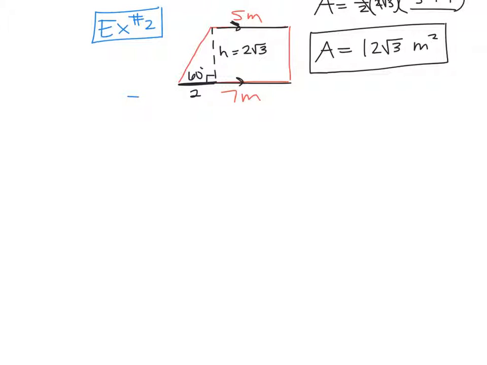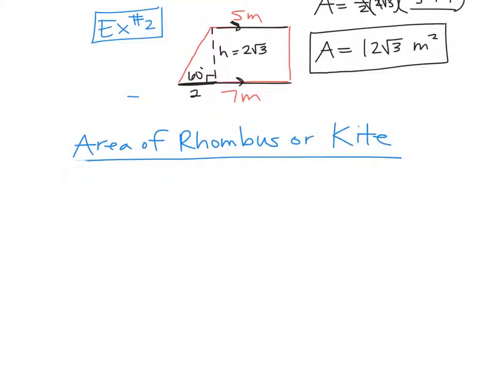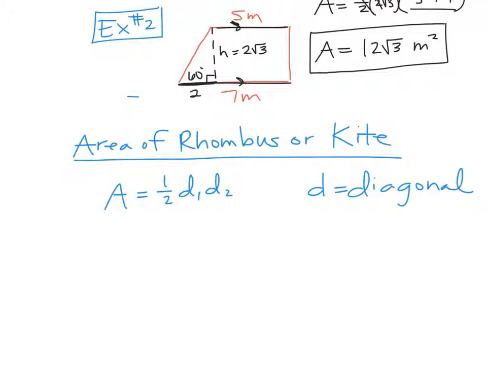Okay, next formulas. These ones are beautiful because they're the same formula for two different figures. So if we are talking area of a rhombus or area of a kite, okay, the formula we're going to use with that is area equals 1/2 times diagonal 1 times diagonal 2. Just keeping in mind that D is always diagonal. Okay, so we don't want sides of the figure anymore. We want the diagonals. The diagonals cut through the figure.